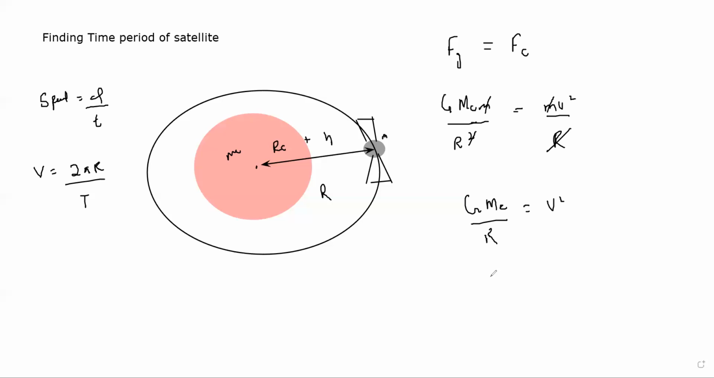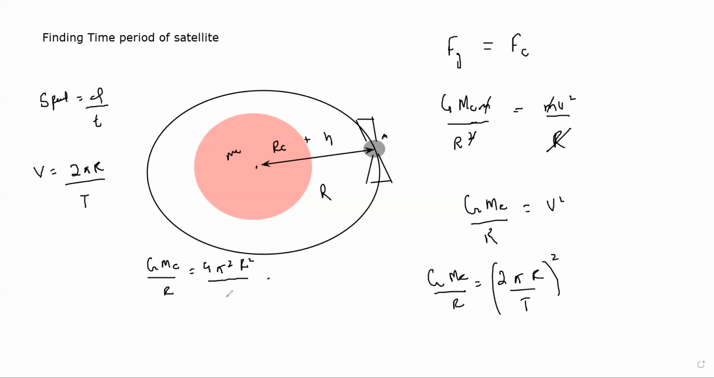So in place of v, I can substitute 2 pi r over t. When we solve, this will be squared because v square is there. I'm solving it on the left hand side. So I can say G times the mass of Earth over the radius is equal to 2 square is 4, pi square will be there, basically the distance square divided by t square.